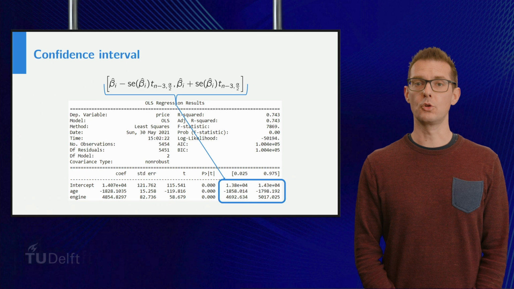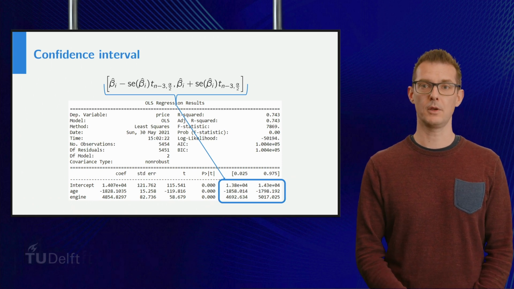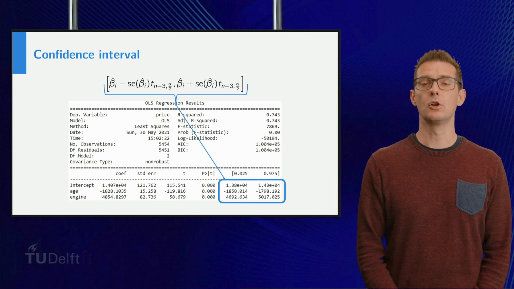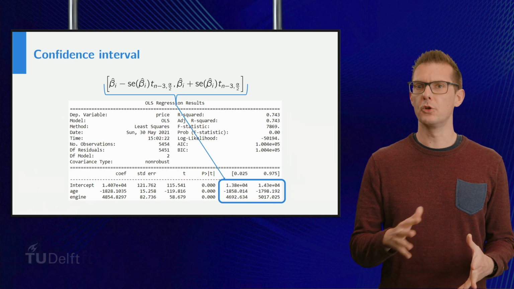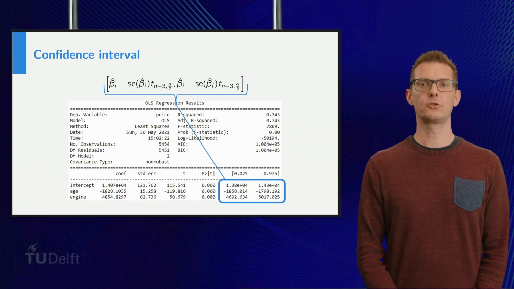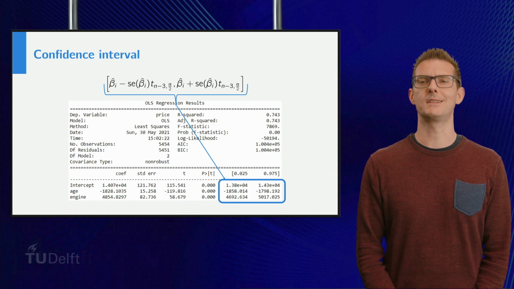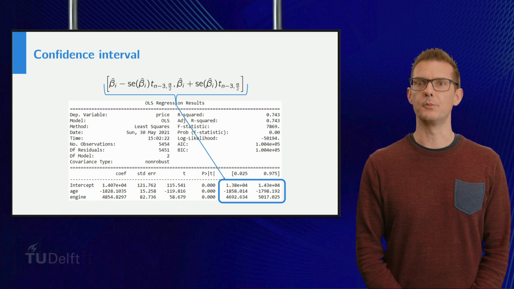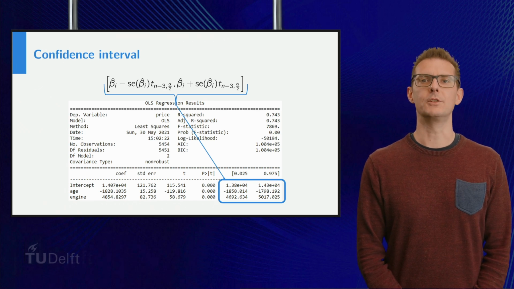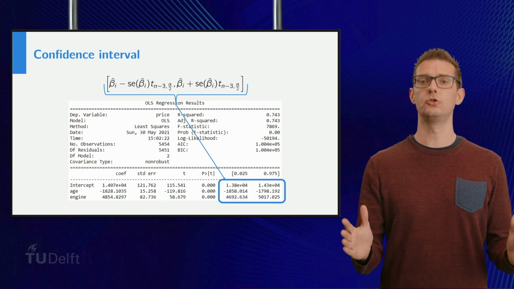Then in the bottom right corner, we see the confidence intervals for each parameter. For example, the 95% confidence interval for beta 2, which corresponds to the engine size, ranges from 4,692 to 5,017. This means that with 95% confidence, we can say that the true value of beta 2 lies somewhere between those two numbers.